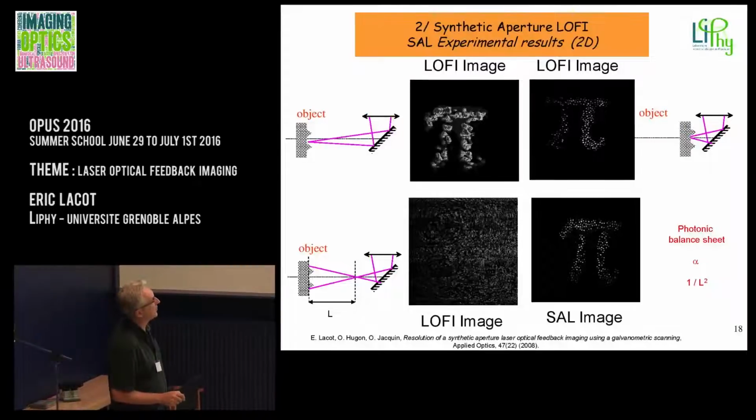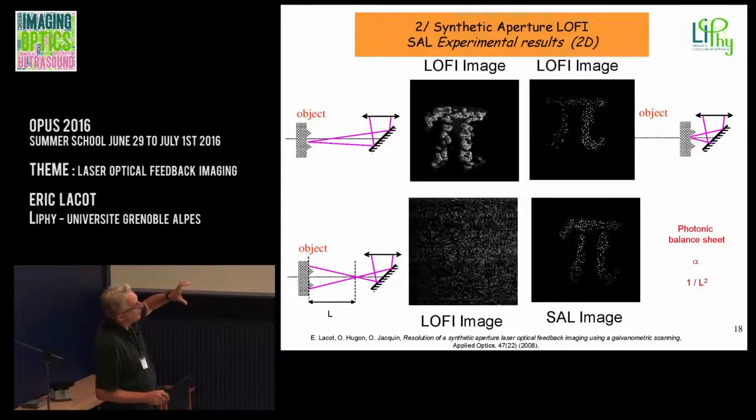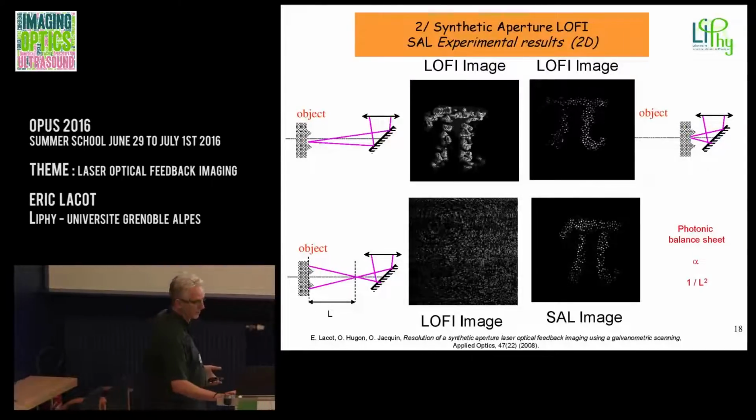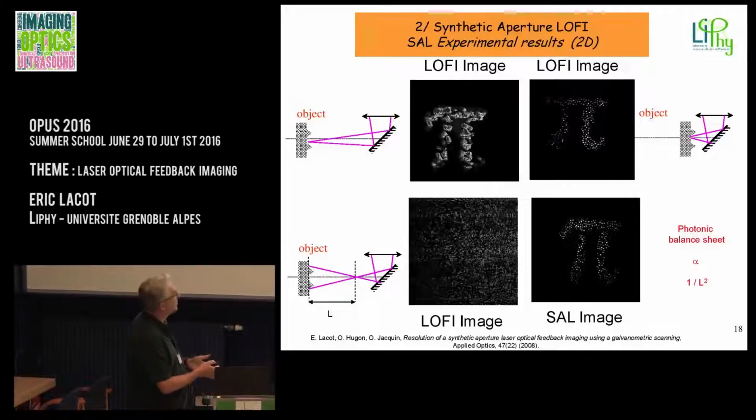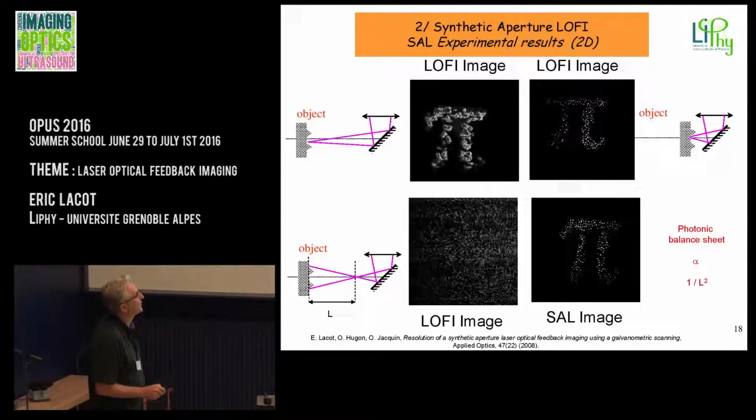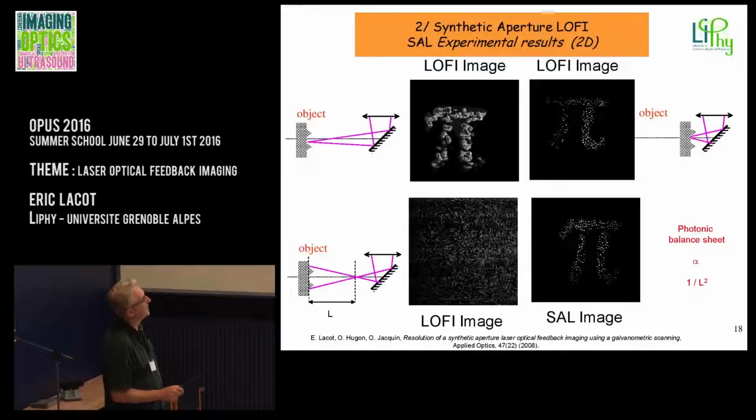The first image is a conventional LOFI image obtained with a lens. The lens here has a high numerical aperture due to the fact that the focal length is very short. And with a lens with a high numerical aperture, of course, we are able to resolve the silica beads which are located behind the P-shaped hole.